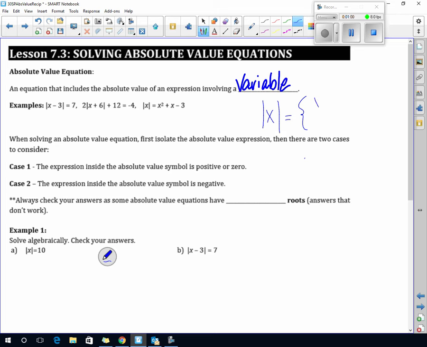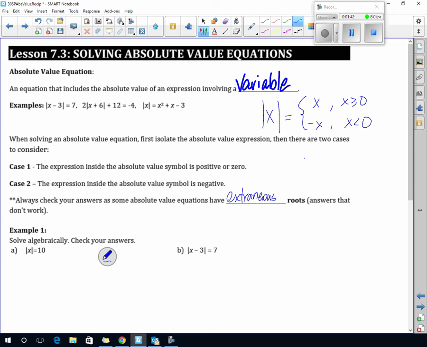The expression inside is positive or equal to 0. That's this one, right? Case 2, the expression inside is negative. That would be that one, okay? And the key here, as a lot of the ones that we're solving, is you need to check your answers, as some absolute value equations have extraneous roots. And remember what that was? Answers that don't work. So you get a solution, you think all is good, and then you sub it back in and it doesn't make sense, right?